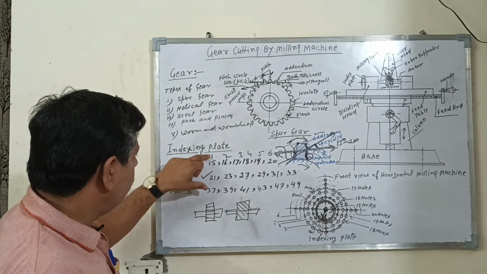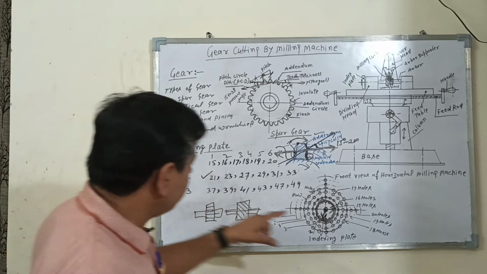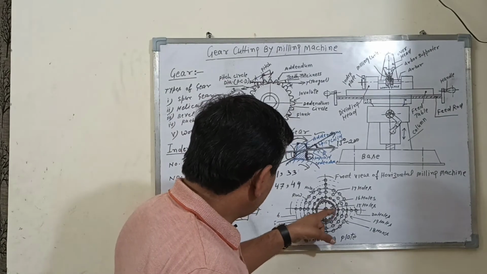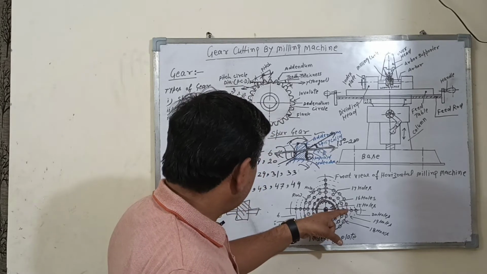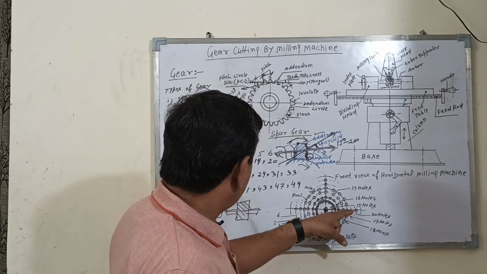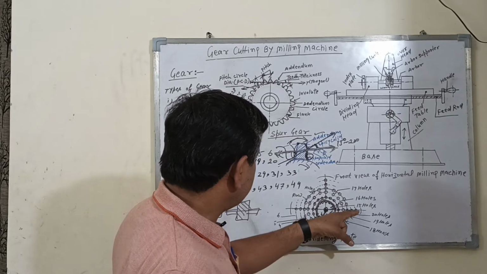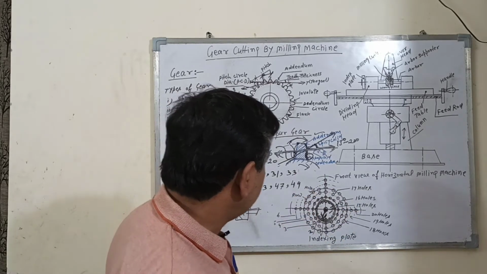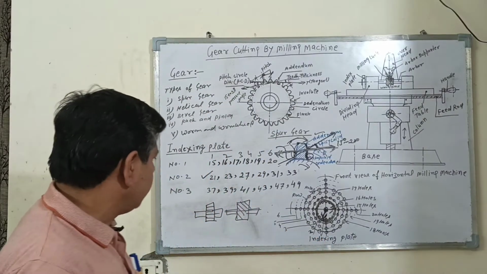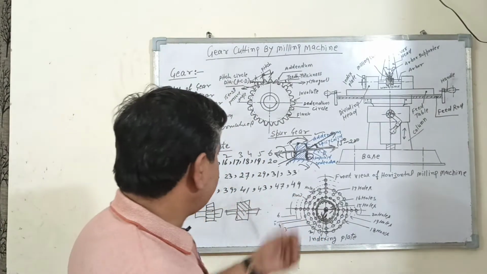One row has 15 holes. The second row has 16 holes. The third row has 17, the fourth 18, the fifth 19 and the sixth has 20 holes. This is a row and these are the holes. How to use the indexing plate?